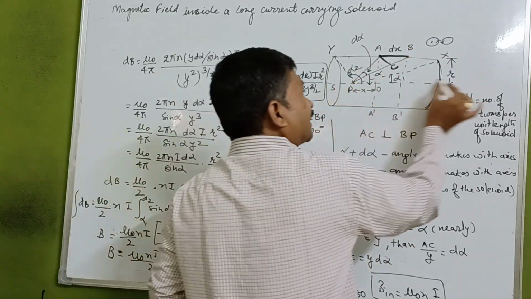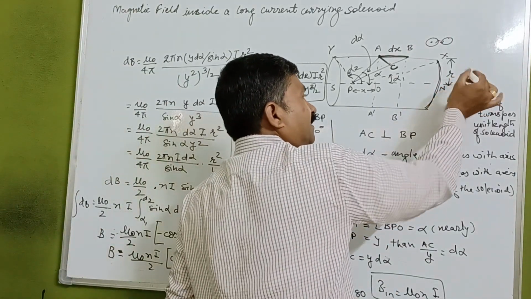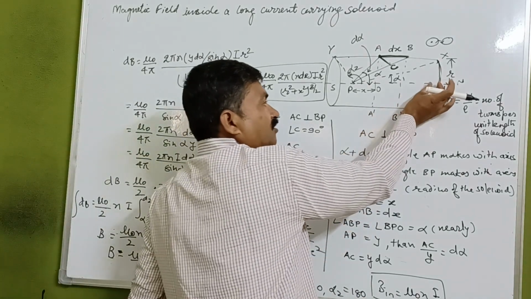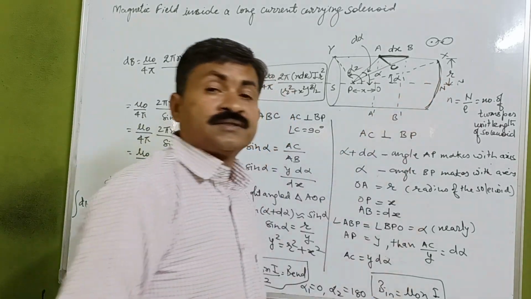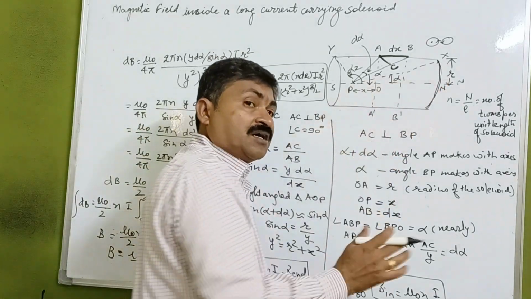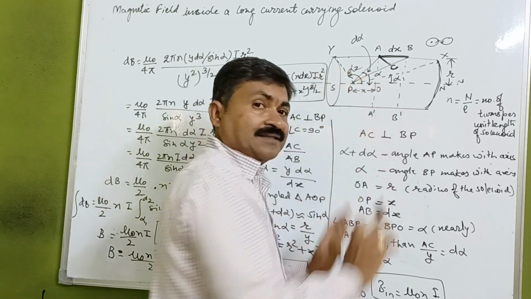At the center it will become a straight line. Here we will have the north pole and here it is south. Basically it is north, south, north, south. The poles always exist in pairs, and because of that it becomes a magnet: north, south, north, south, north, south, like that.